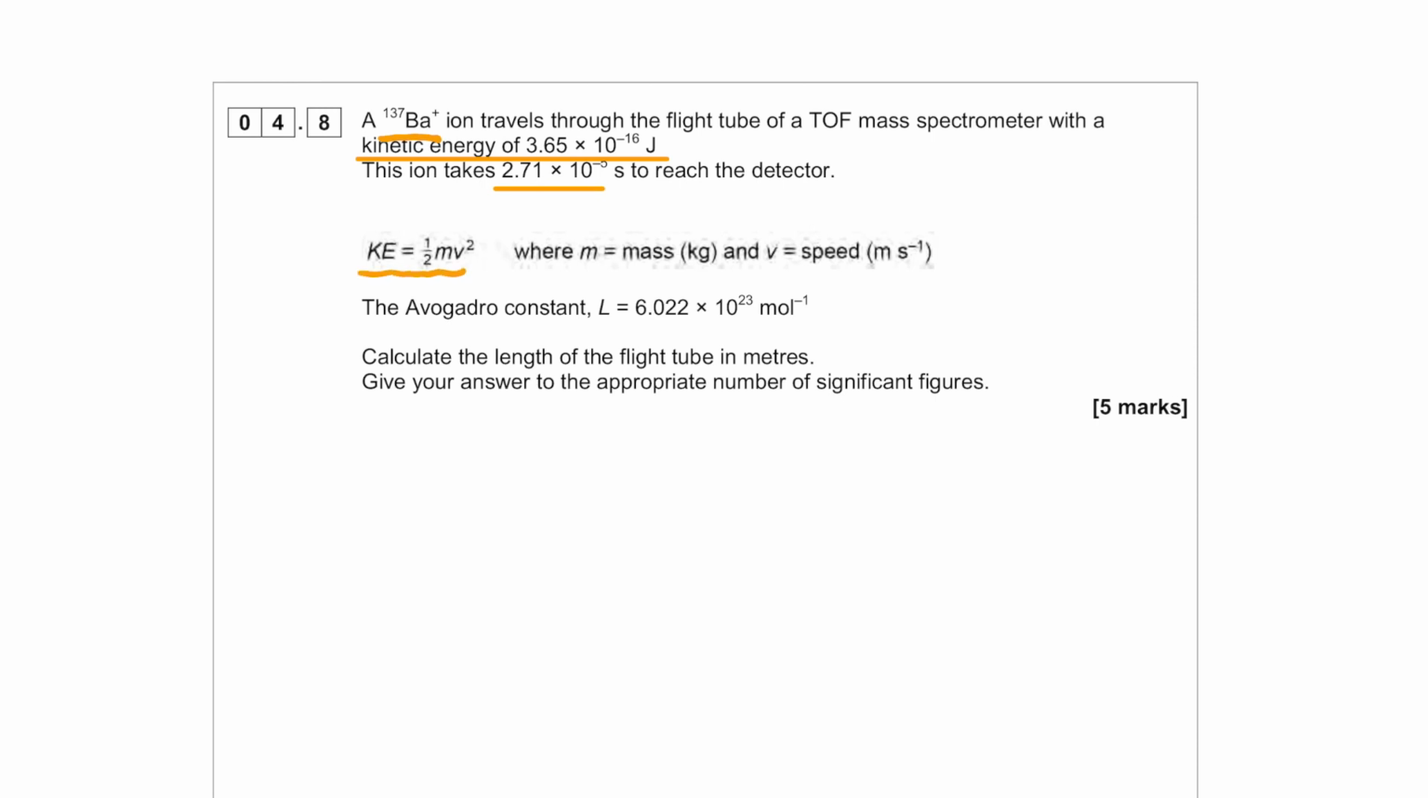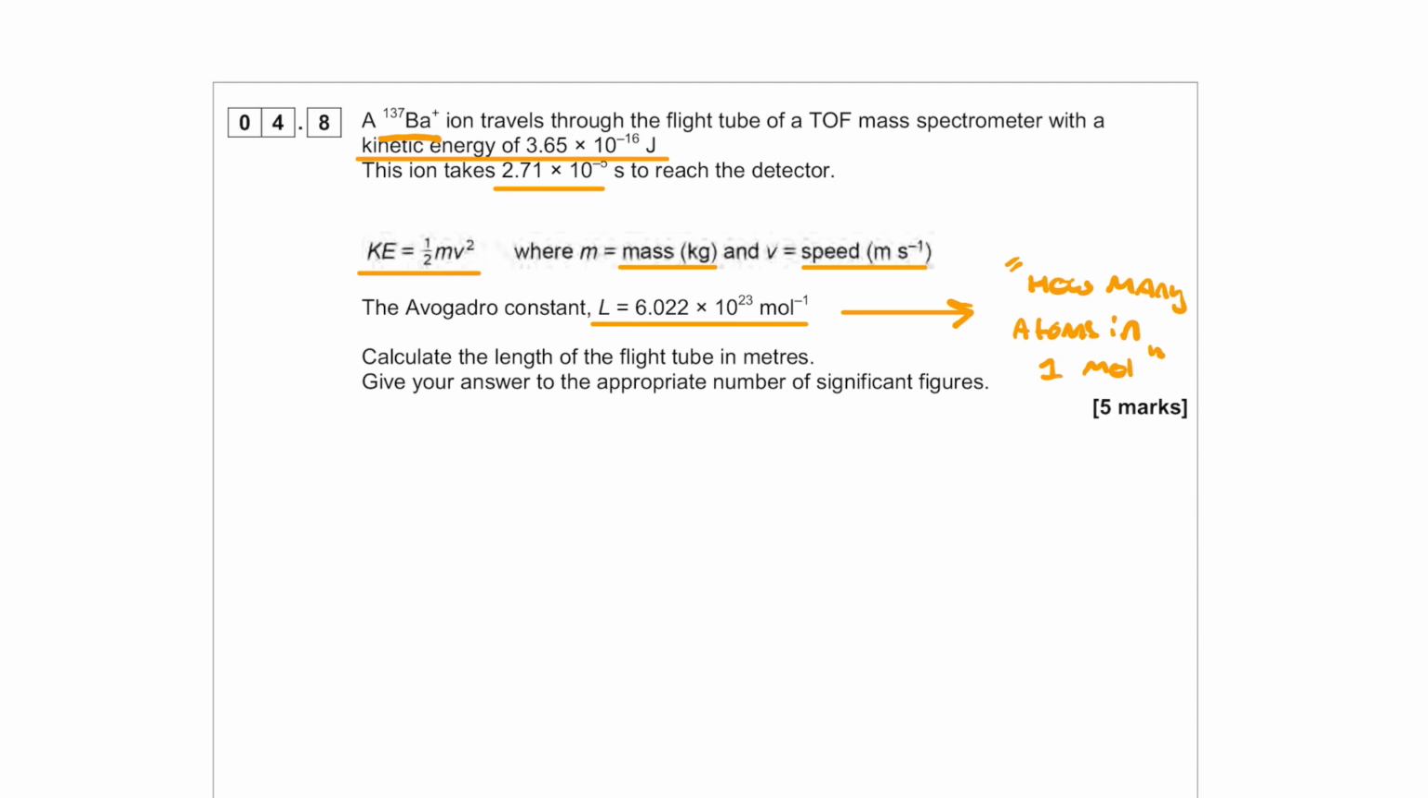We've been given the kinetic energy equation. Mass has to be in kilograms. Speed has to be in meters per second. We've also been given the Avogadro constant, which if you've not reached this yet in your A-level, I'm sure you will remember it from GCSE. This number is how many atoms in a mole. Every mole has 6.022 times 10 to the 23 atoms in it. The mass of a mole changes depending on what we're talking about. So 1 mole of barium, for example, has a mass of 137 grams.